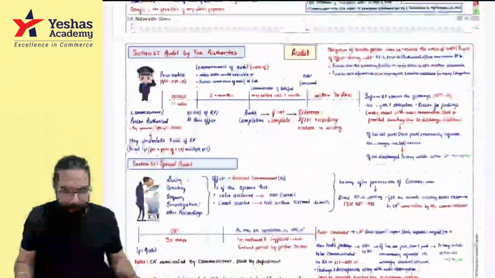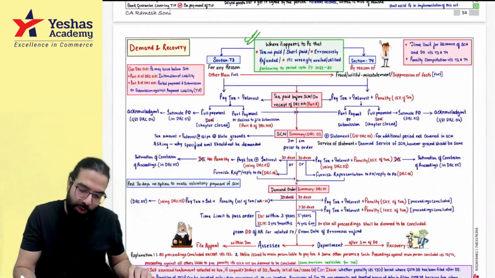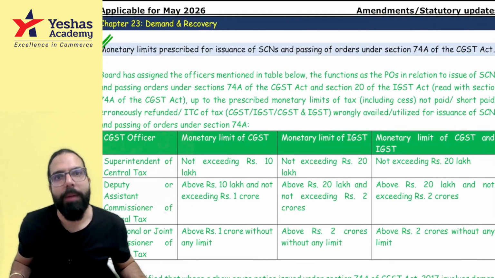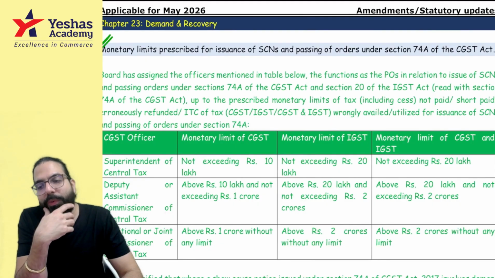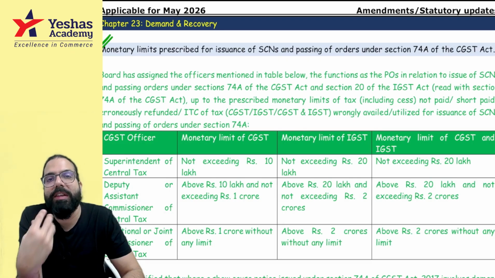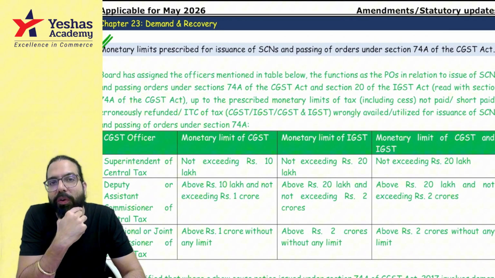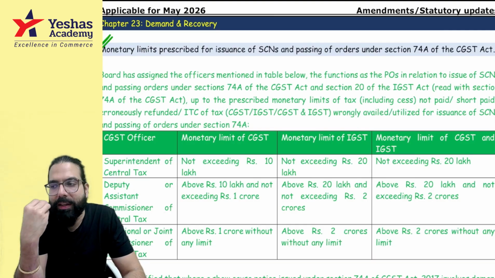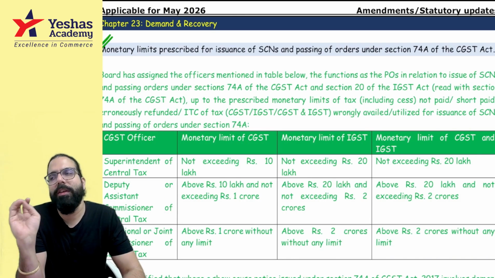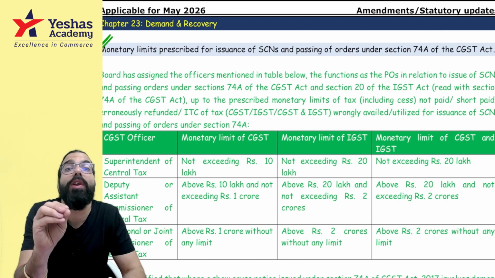Advance ruling, no change. Appeals, assessment, audit, inspection, nothing. Demand and recovery chapter, there is no change. Only one additional point has been given over here. Now in section number 74A, the GST officer has to issue a show cause notice and demand order. Which is the proper GST officer? Who is the GST officer who will issue the show cause notice and the demand order? For which limit? The limit has now been fixed, saying this officer up to this limit, this officer up to this limit will issue the show cause notice and the demand order under section number 74A.